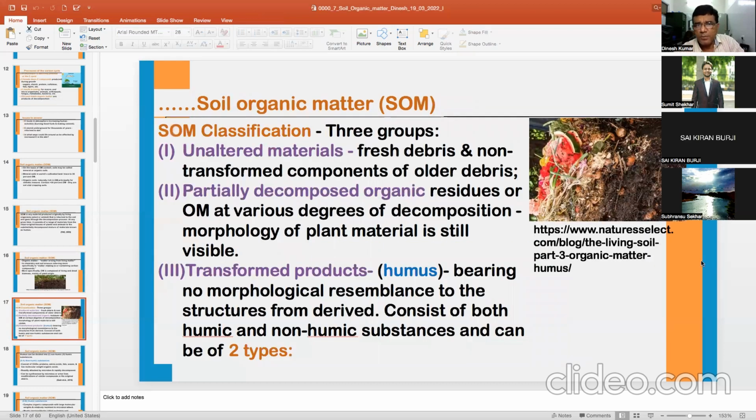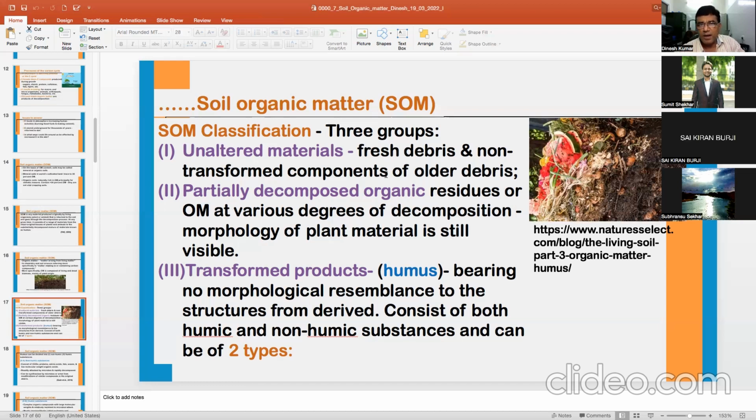Now see, classification of soil organic matter. It is classified into three groups. Unaltered material, just intact, that may include fresh debris or non-transformed compounds of older debris. That can be easily identified. But partially decomposed organic matter may also be there, like crop residues which are partly decomposed. You can see on the right side in the picture, some are partly decomposed, the black ones, and the others are freshly added. So partially decomposed organic residues are organic matter at various degrees of decomposition.